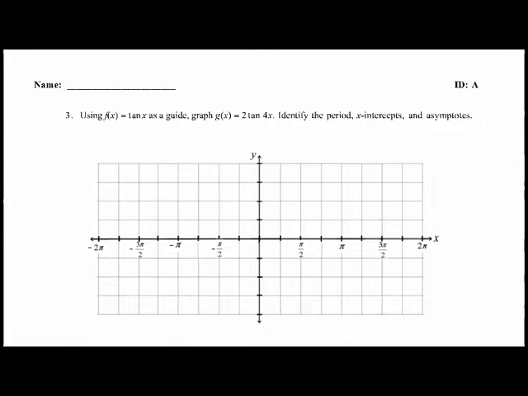Alrighty, number 3 says, using f of x equals the tangent of x as a guide, graph g of x equals 2 times the tangent of 4x. Identify the period, the x-intercepts, and the asymptotes. Let's just start with the period.